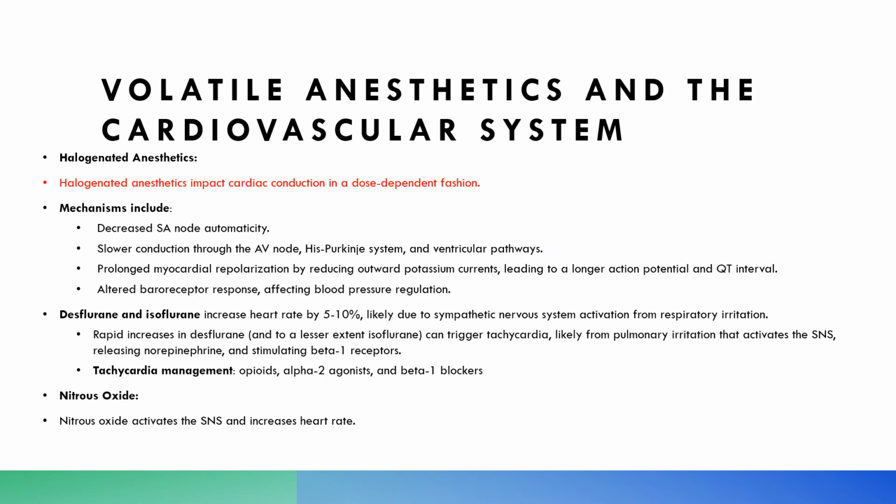Okay, so halogenated anesthetics are going to impact cardiac conduction in a dose-dependent fashion. So we're going to decrease SA node automaticity. We're going to slow the conduction through the AV node and the Purkinje system and ventricular pathways. This is going to lead to prolonged myocardial repolarization by reducing outward potassium currents, leading to a longer action potential and QT interval. All right. And this is also going to alter our baroreceptor response, affecting our blood pressure regulation.